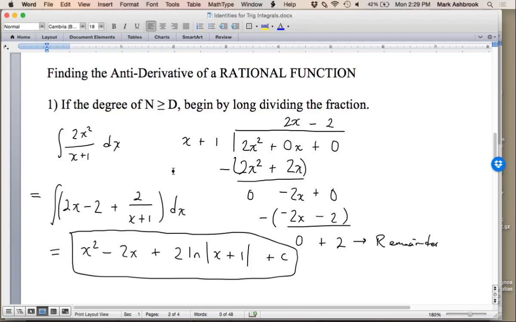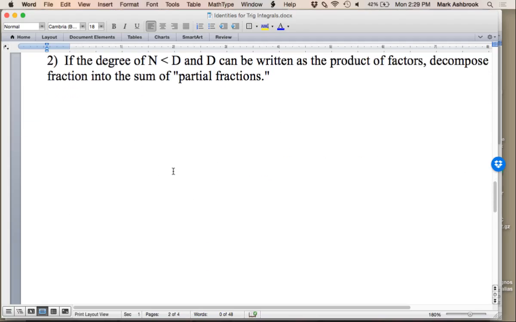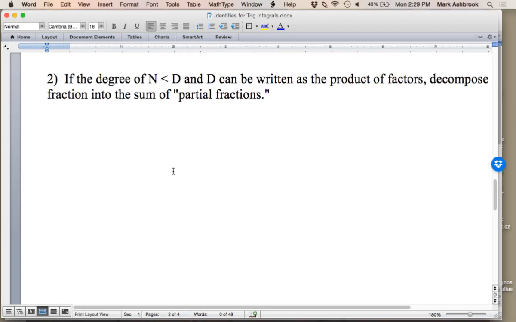Are we good? Okay, so let's talk about when the degree of n is less than d, and then you have another requirement here. You need to be able to factor the denominator. So let me give an example here: 5x plus 1 divided by 2x squared minus x minus 1. Is the degree of the numerator less than the degree of the denominator? Yes. Degree of the numerator is 1. Degree of the denominator is 2.